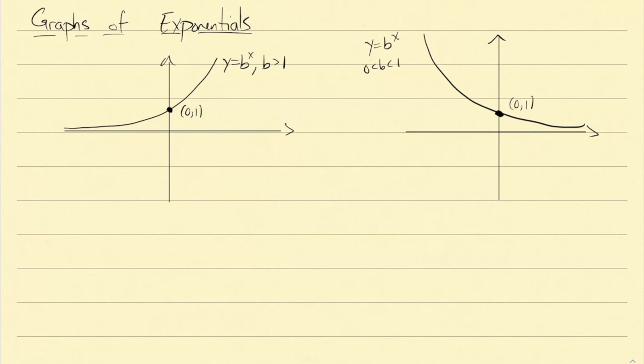One observation that we can make here is that in both of these cases, these graphs clearly pass the horizontal line test. If you draw a horizontal line, they will intersect in one place if that line is above the x-axis, and it will not intersect if it is equal to or below the x-axis. That tells us that exponential functions have inverses. We'll talk about those in our next video.